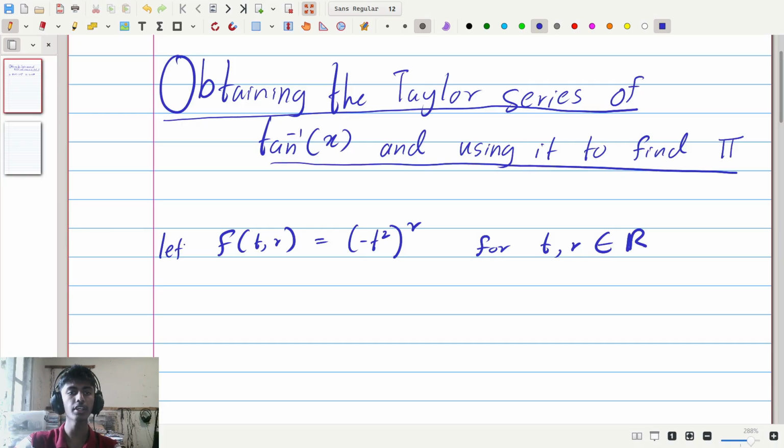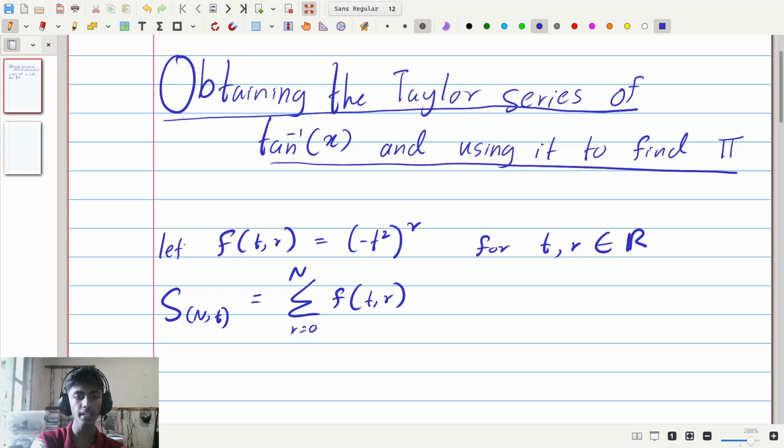Let's now consider a sum of such terms as s of n and t, which sums a bunch of terms together like r equals 0 up to the value of n, and it will sum a bunch of f of t and r's. So here essentially what we're doing is taking r going from 0 up to n, and for each value of r, we're going to substitute that value of r and some constant value of t into this function and get our answer. And then we're going to do that multiple times, sum all of those values together, and that will be s of n and t.